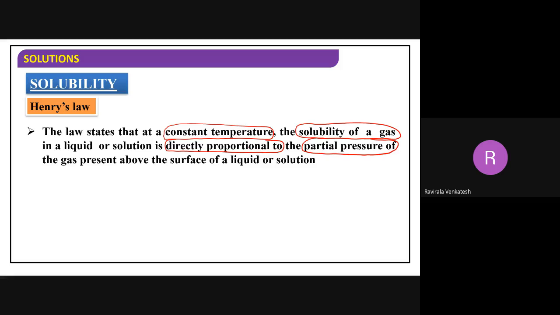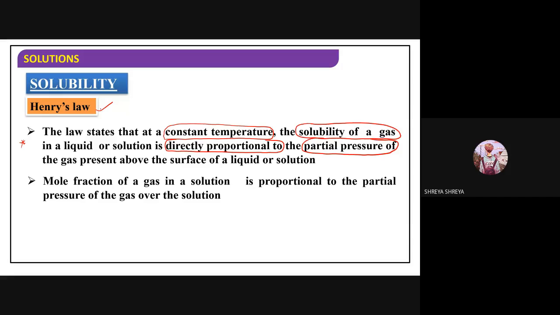That means if the pressure of the gas is more, then it will dissolve more in the liquid. Correct or not? That means the solubility is directly proportional to the pressure. This is called what? Henry's law. Understood better, everyone? Henry's law, simple or not? At constant temperature, the solubility of the gas in liquid is directly proportional to the partial pressure of that gas. It's called Henry's law. Understood? Yes, sir.